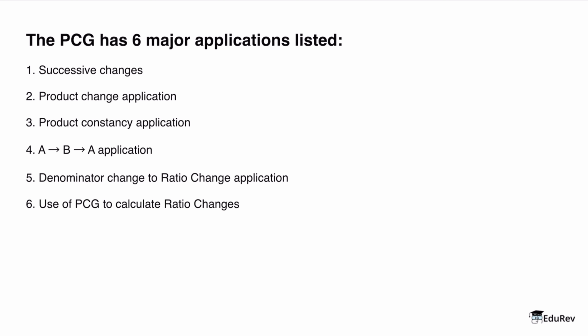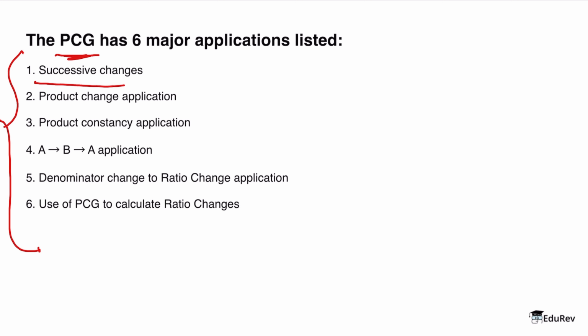applications of it. So the PCG is what? Percentage change graphic. I've already told in the previous line that it's percentage change graphic. So do not get confused that, oh my god, now what this PCG is. So percentage change graphic has 6 major applications. So let's see what are these. These are the 6 major applications.